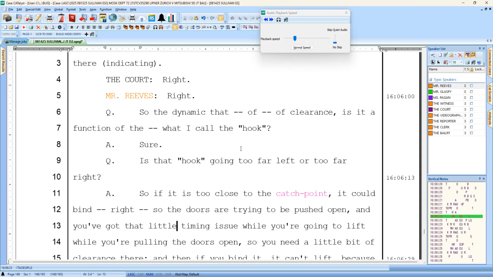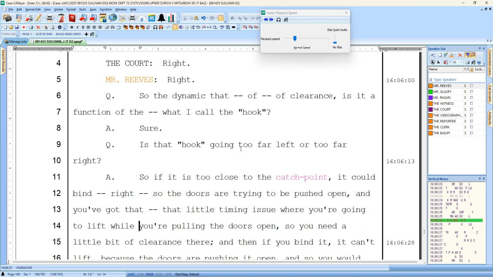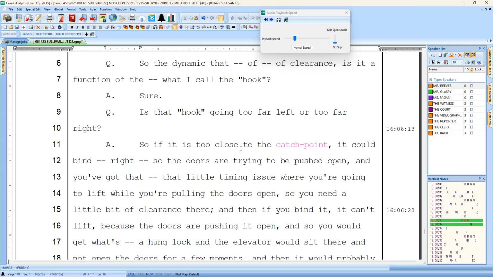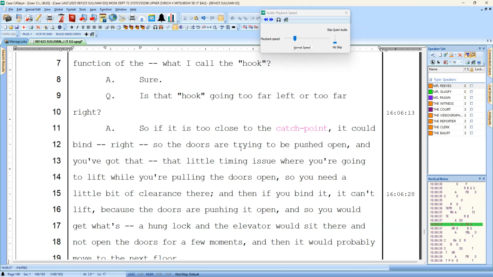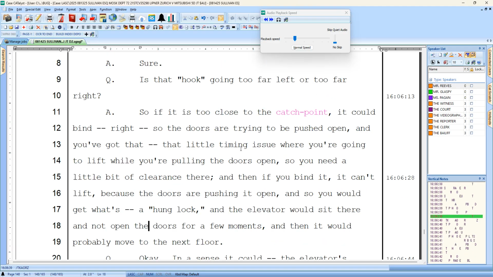You've got that little timing issue where you're going to lift while you're pulling the doors open. So you need a little bit of clearance there. And then if you bind it, it can't lift because the doors are pushing it open. And so you would get what's a hung lock, and the elevator would sit there and not open the doors for a few moments, and then it would probably move to the next floor.